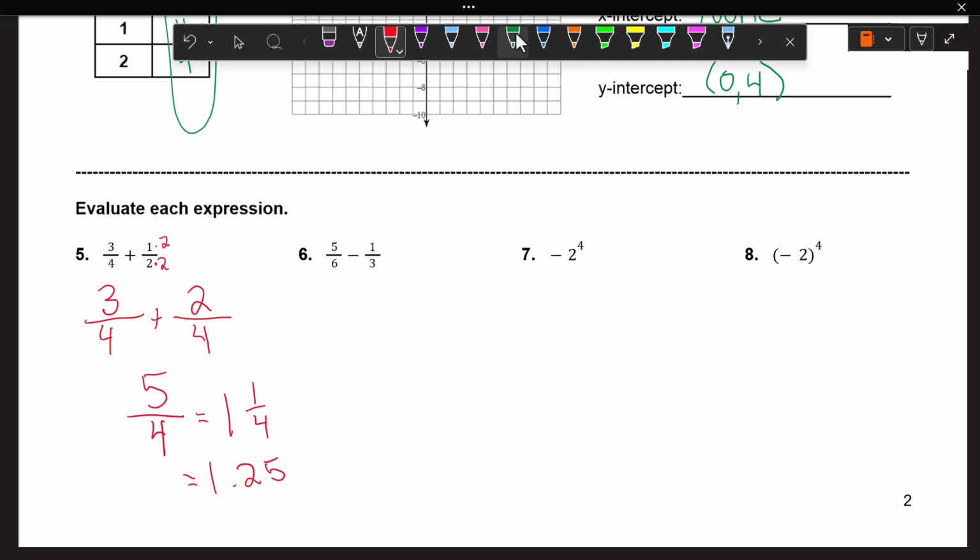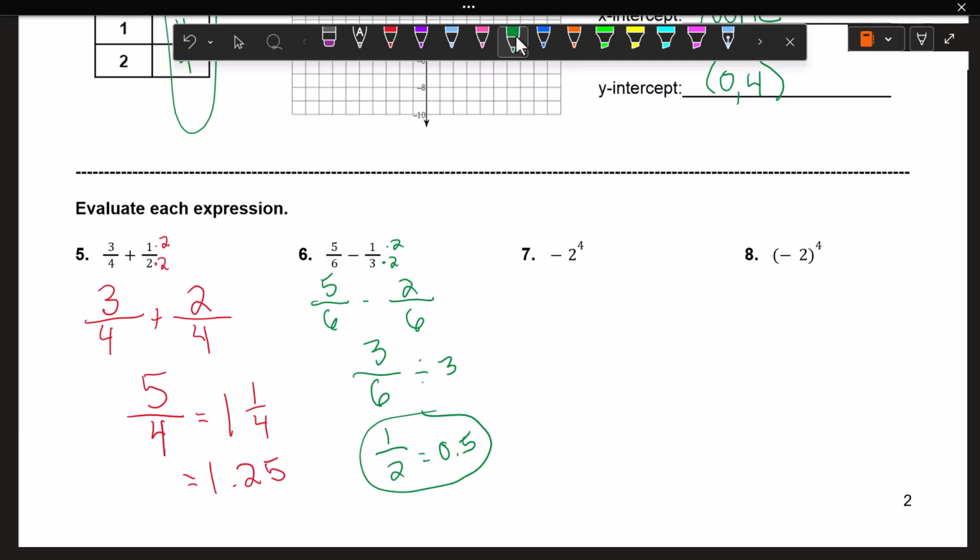Number 6, same idea. Our common denominator would be 6. The first fraction stays the same. Second one, well, we're multiplying by 2 again. So 5 minus 2 is 3 over 6. And of course, we can simplify that by dividing both by 3. So we get 1/2 or 0.5. Again, does not matter which one you use.